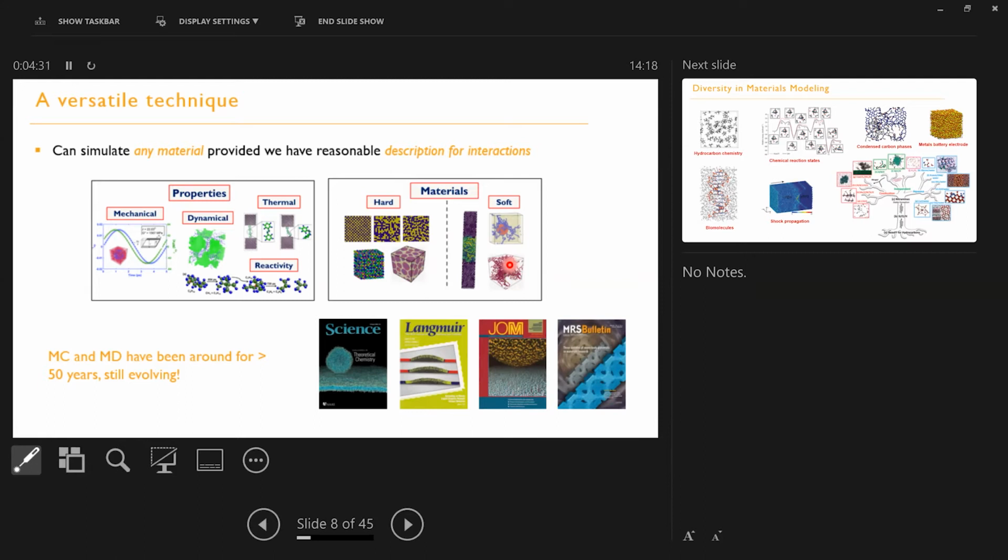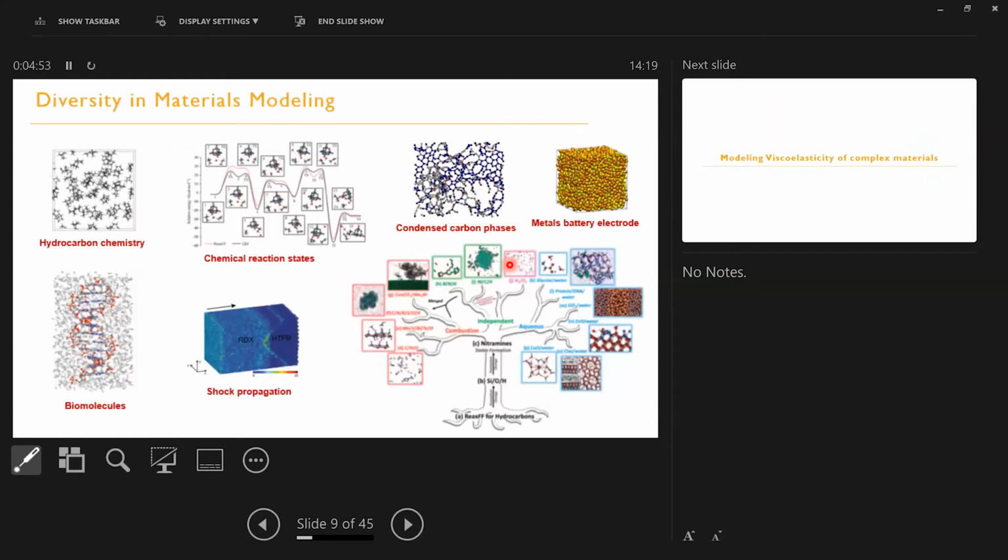And MD, as you know, is a very robust technique. It was developed way back in the late 1950s. So, for the last 50, 60 years, it's been growing very rapidly. And people are discovering new materials, developing new potentials for these materials, and also developing new algorithms for simulating these materials. Okay.